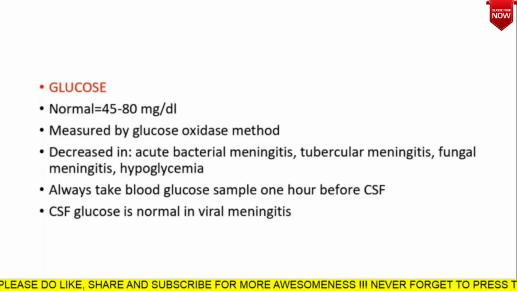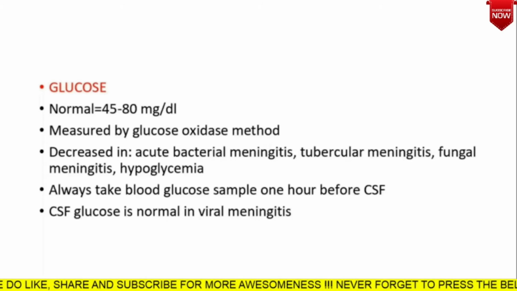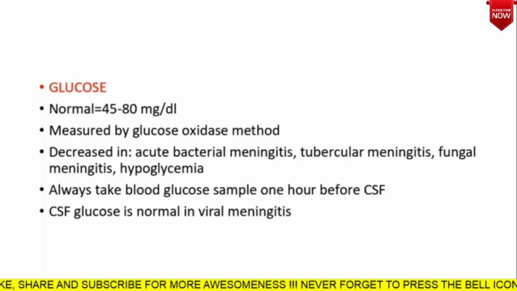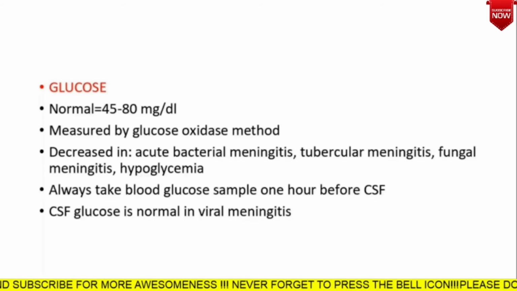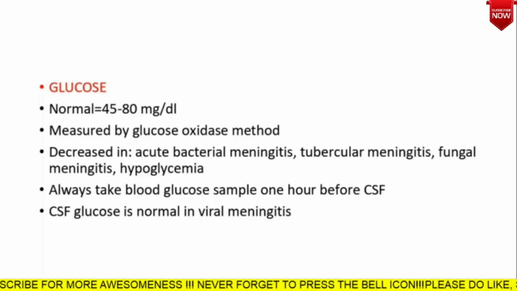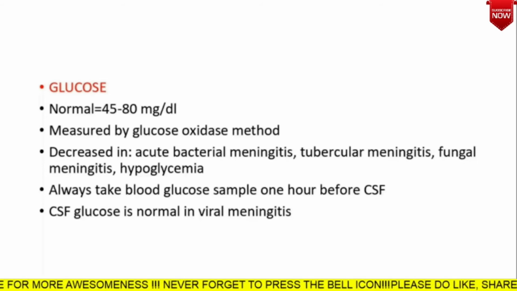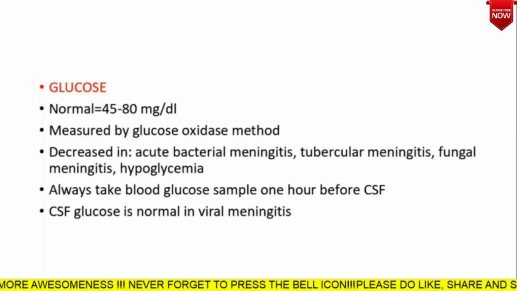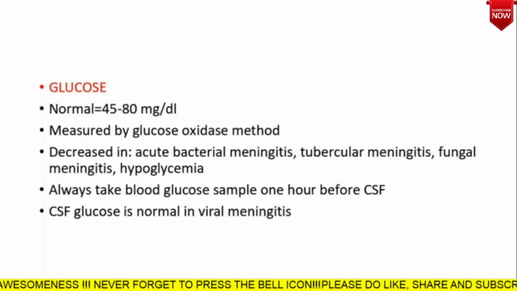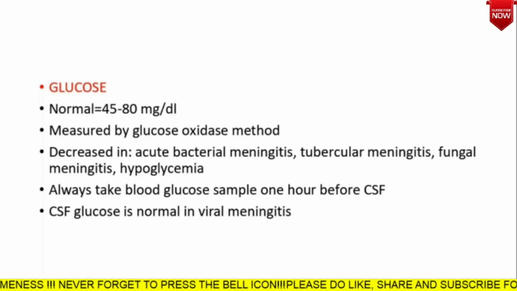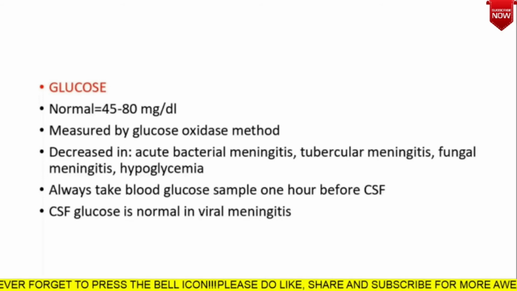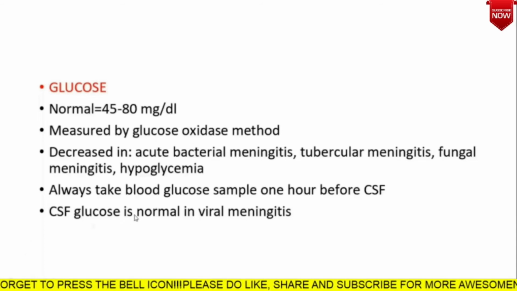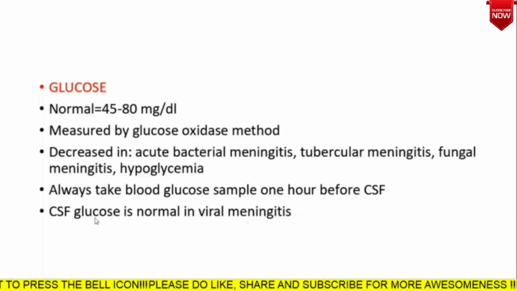Now, glucose, normal is 45 to 80 mg per deciliter in CSF. It's measured by glucose oxidase method. It can be decreased whenever there is acute bacterial meningitis or tubercular meningitis or fungal meningitis or hypoglycemia. What is important is you have to take the blood glucose sample 1 hour before taking the CSF sample so that you can correlate that whatever is the blood glucose level, 2/3 of that or 60% should be in the CSF. And CSF glucose is normal in viral meningitis.